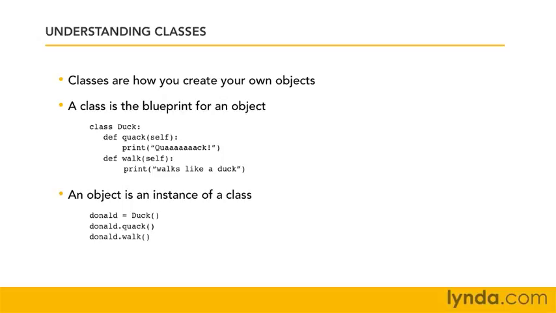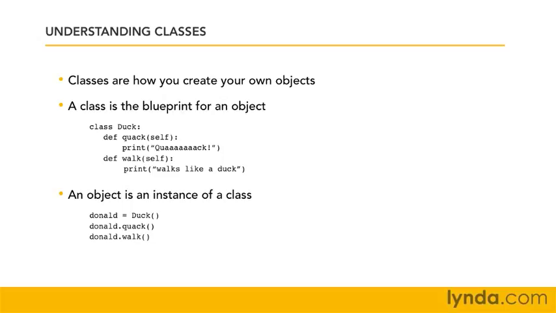An object is an instance of a class. That means when you create an object, that object is built from the blueprint of the class, but it's its own object, its own encapsulation. And so if you create several different objects from the same class, they're separately encapsulated. They have their own data space, and they have their own attributes, and they operate independently of one another. So in this case, we've created an object called Donald from the Duck class. And we can say Donald.quack and Donald.walk, and Donald will quack like a duck and will walk like a duck, and therefore is a duck.